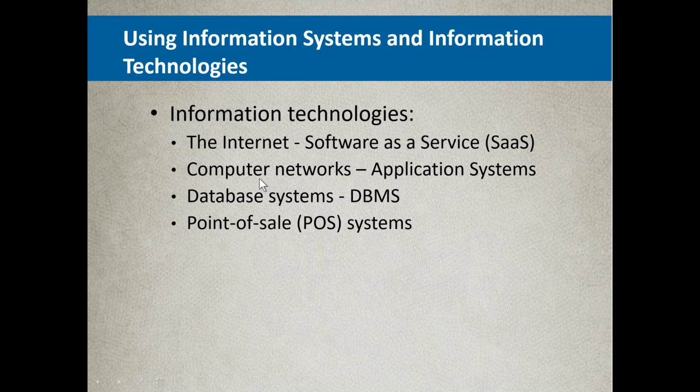So this is another type of information technology that we can use. And then finally, we've got one here called the point of sales. These are those ones you get at restaurants where they collect information and process it right away.